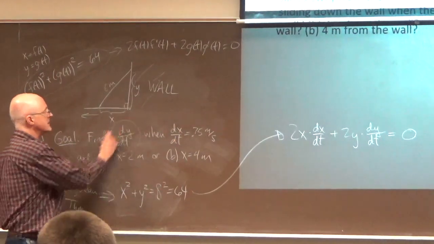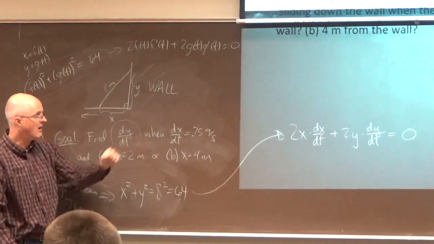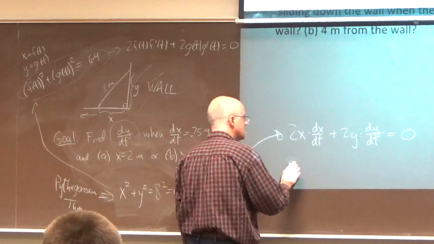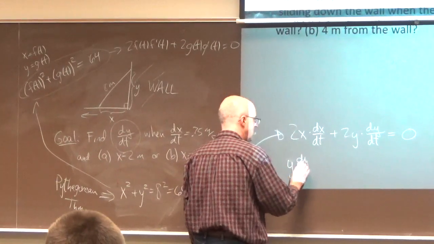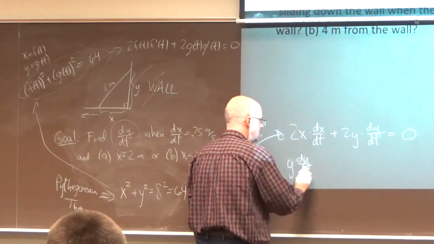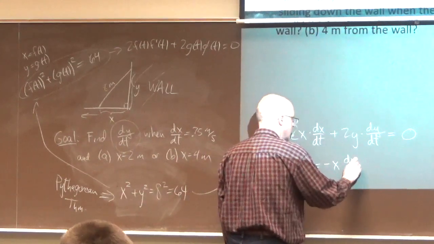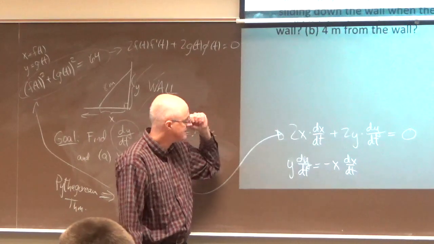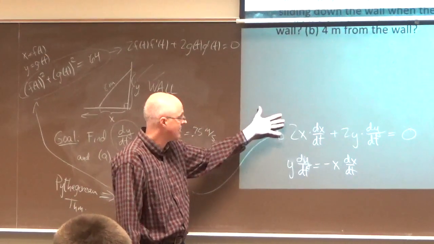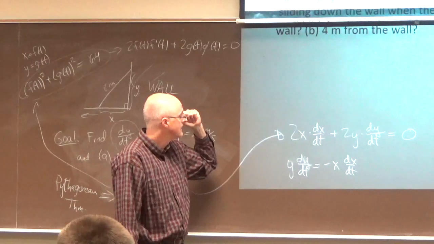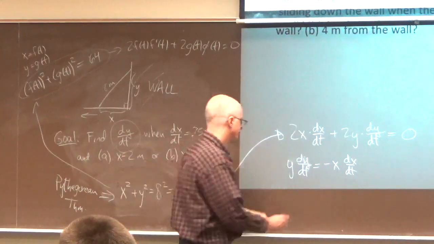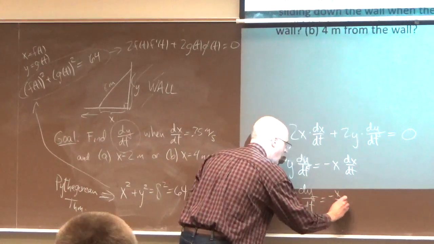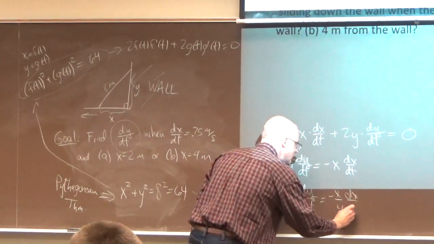What do we want to know? We want to know dy/dt. Just solve that equation for dy/dt now. You can cancel the 2's. You can write y dy/dt equals negative x dx/dt. Right? Just subtract x times dx/dt from both sides. And I canceled the 2's. Essentially, I just divided everything by 2. Now divide everything by y. dy/dt equals negative x over y dx/dt.